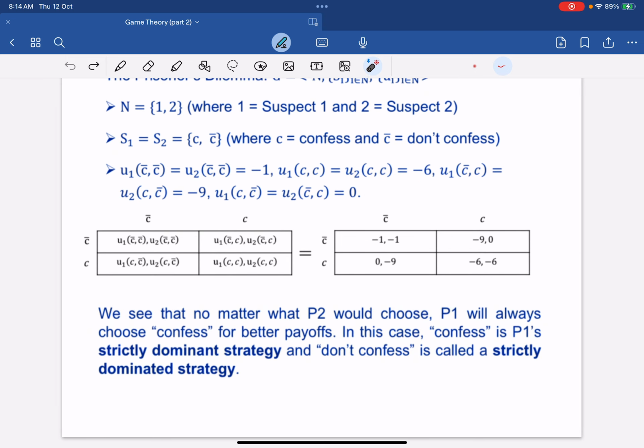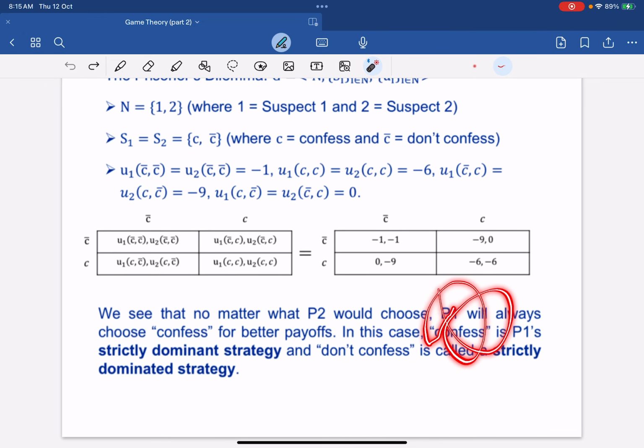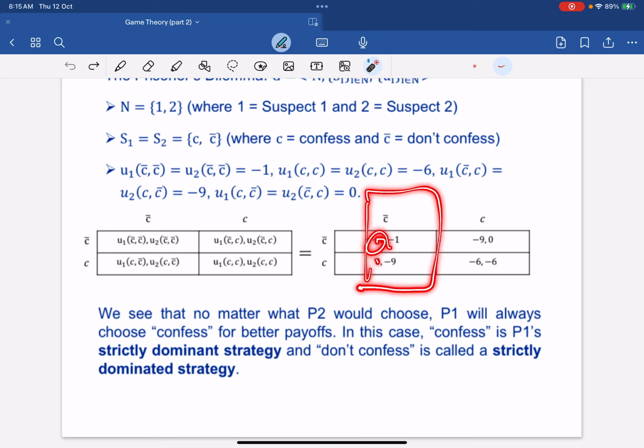So we see that no matter what P2 does, P1 will always choose confess for a better payoff. P2 is represented by the columns. P2 can choose either don't confess or confess. But in any case, if you take this case first, we see that the better payoff is to confess. And in this case, the better payoff again is to confess. So P1 will always choose confess no matter what. And we call this a strictly dominant strategy, while don't confess is a strictly dominated strategy.